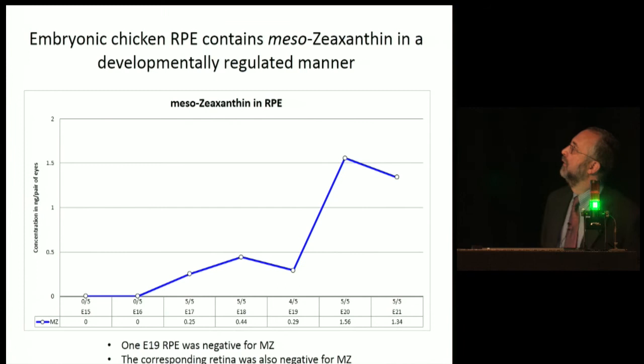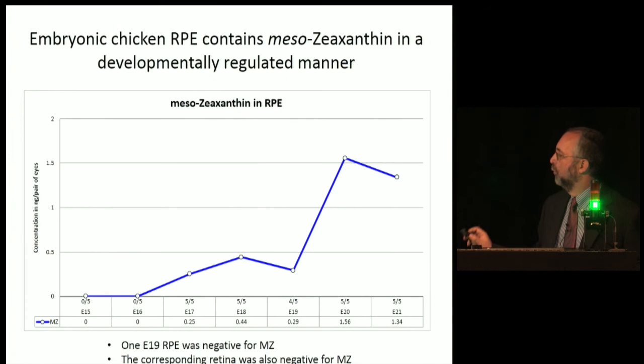So you can see here in the chicken, in the RPE, we did five birds per time point. At E15 and E16, no meso-zeaxanthin is present. On E17, we see a sudden rise here. All five of them become positive and have meso-zeaxanthin. This persists with the exception of one bird that did not have meso-zeaxanthin on day 19, and the rest continue to rise here. Interestingly, this one bird that didn't have any meso-zeaxanthin in its RPE had no meso-zeaxanthin in its retina either. That's very important, and we'll come back to that.